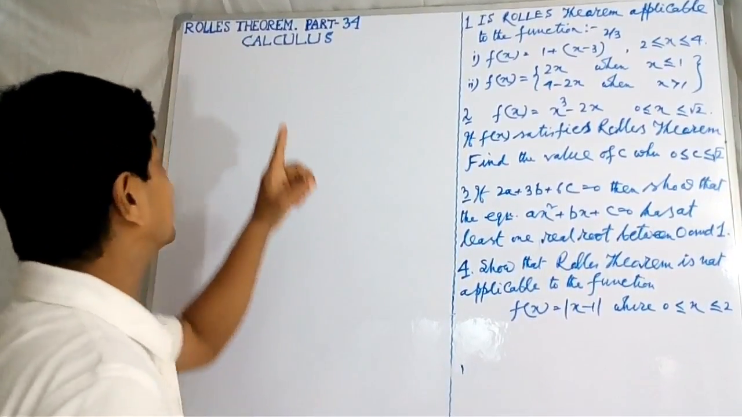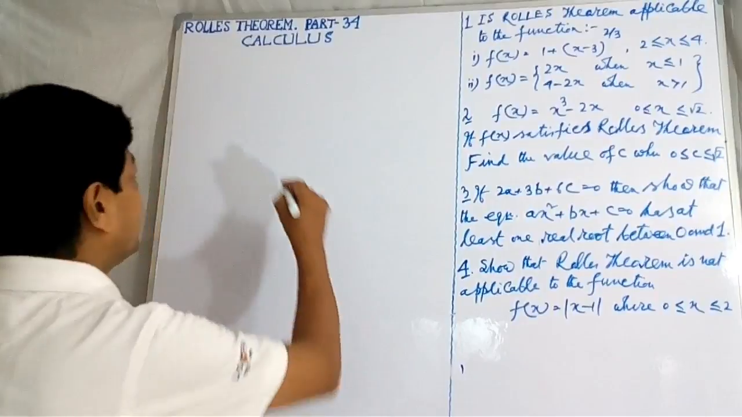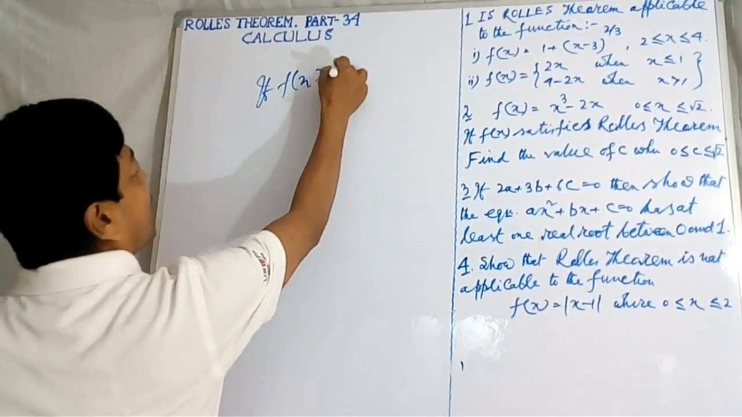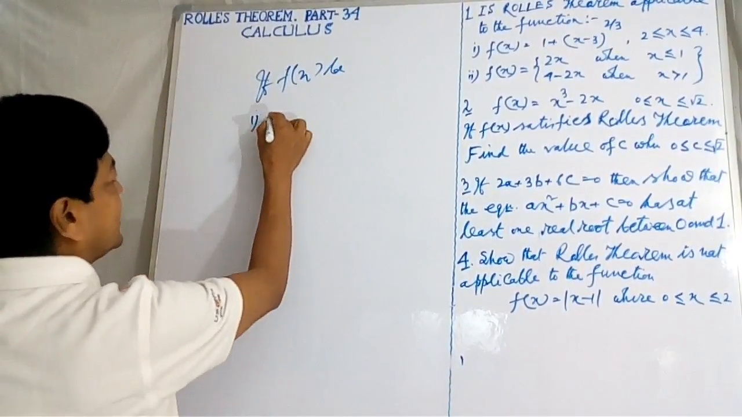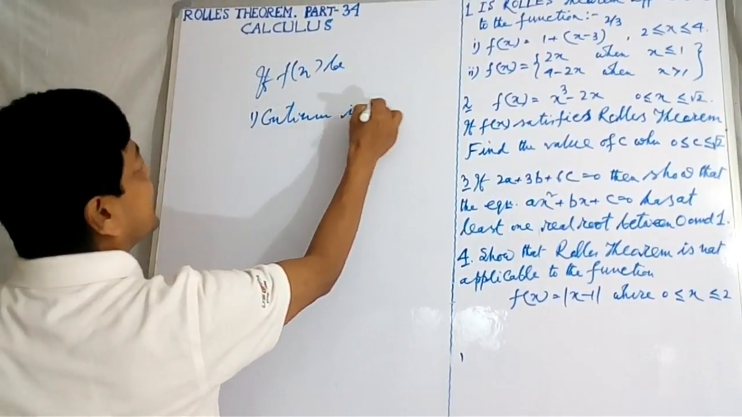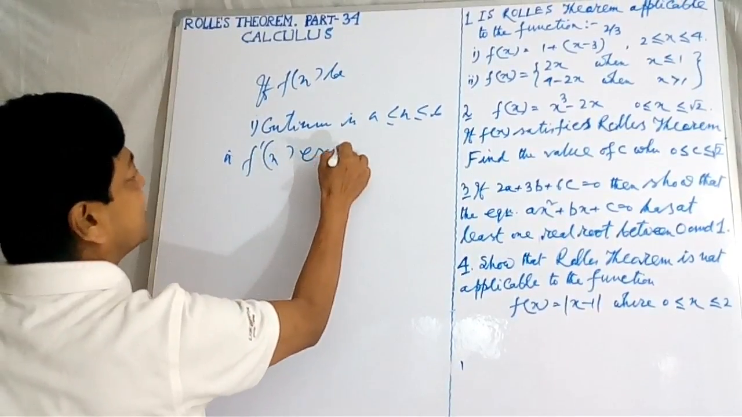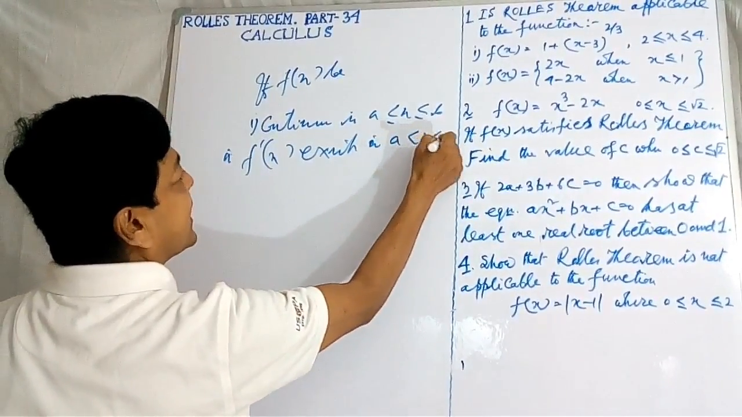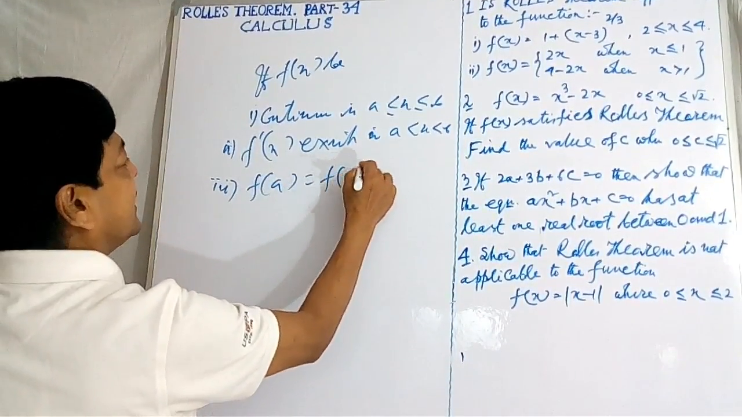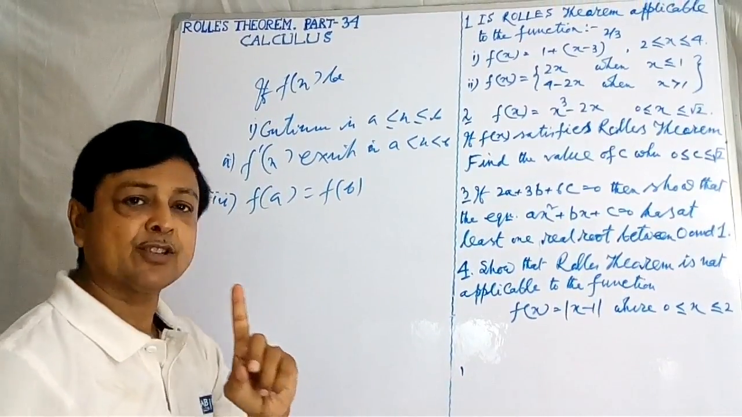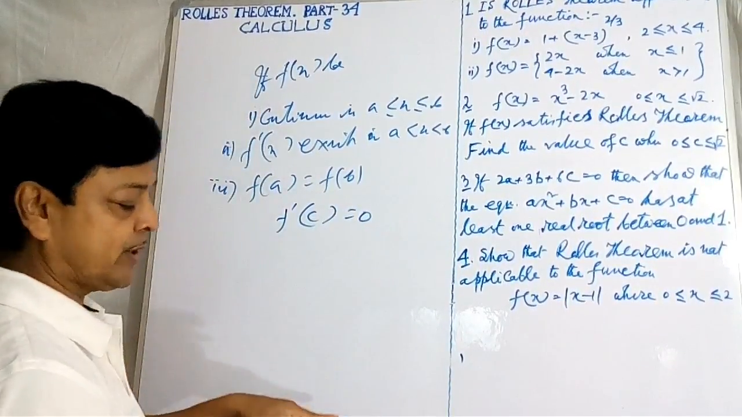Today's matter of discussion is Rolle's theorem of calculus, part 34. What is Rolle's theorem? If f(x) is a function of x that satisfies three conditions: 1. It is continuous in the closed interval [a, b]; 2. f'(x) exists in the open interval (a, b); 3. f(a) equals f(b); then there exists at least one value x equal to c within the interval (a, b) such that f'(c) equals 0. This is Rolle's theorem.